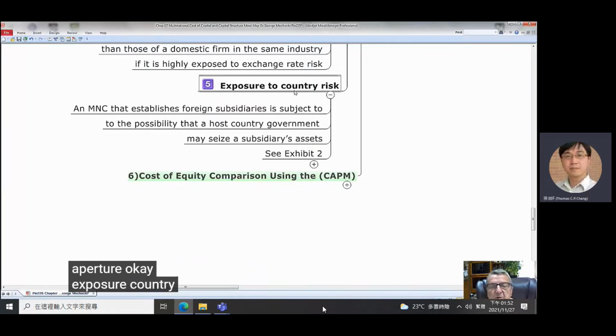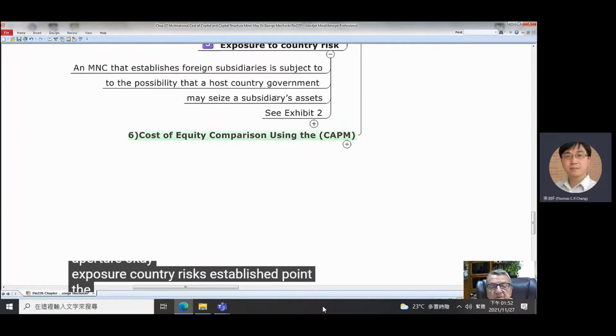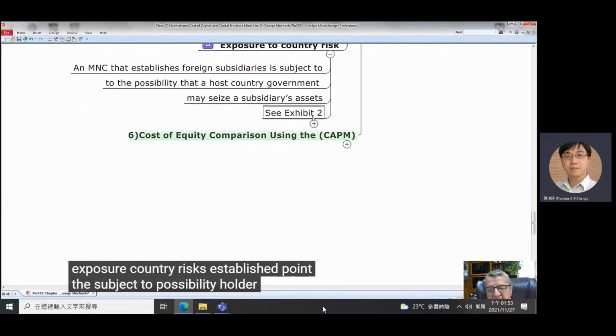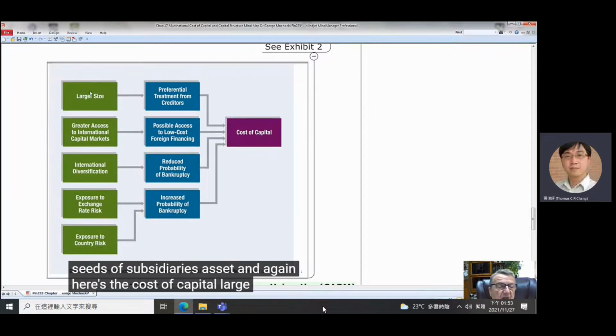Okay. Exposure to country risk: establishing foreign subsidiaries is subject to the possibility that host governments seize the subsidiary's assets. And again, here's the cost of capital: the larger the firm, the greater the access. So it has all the preferential treatment.